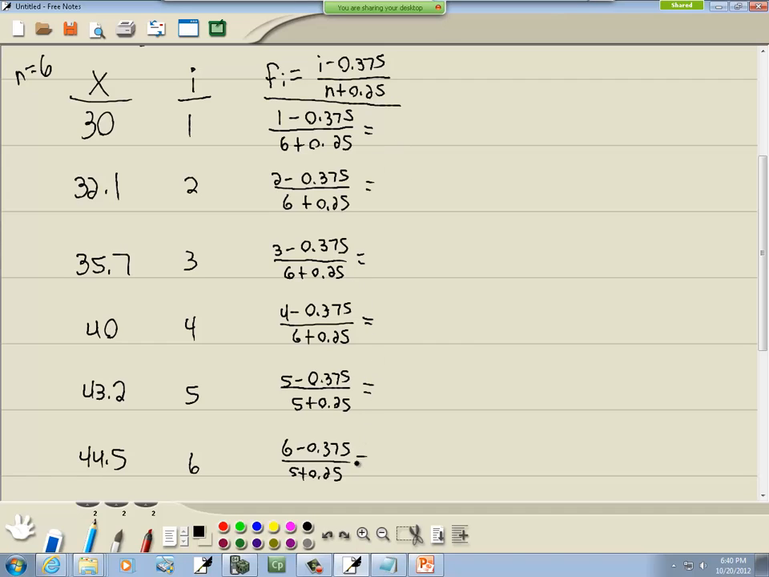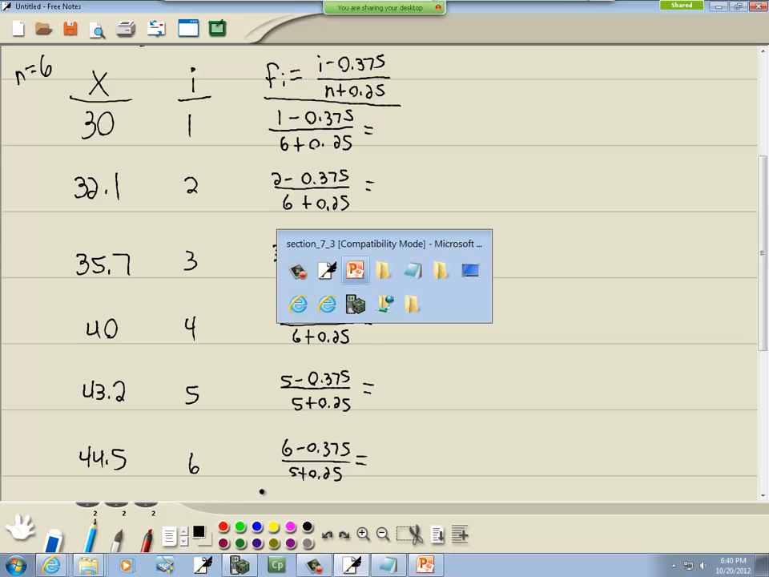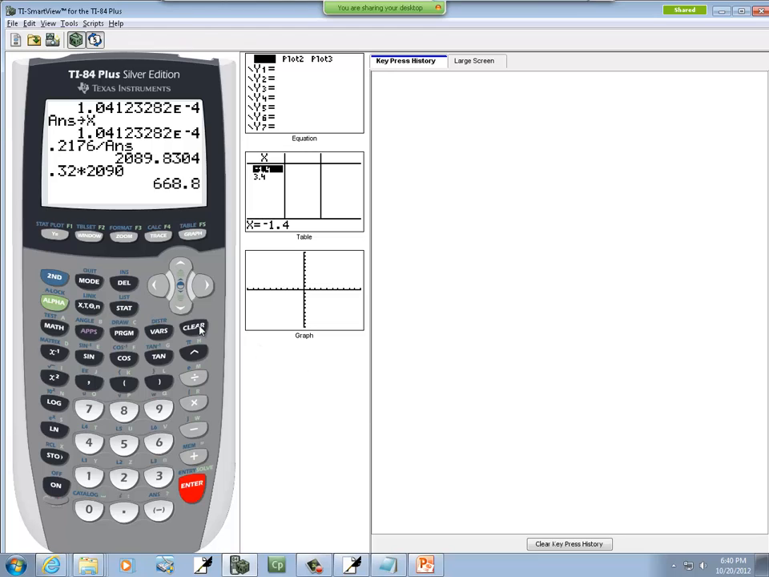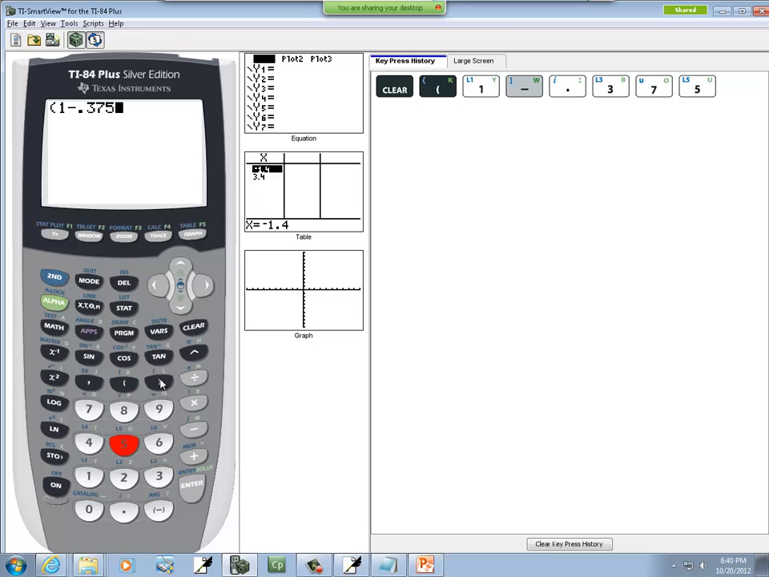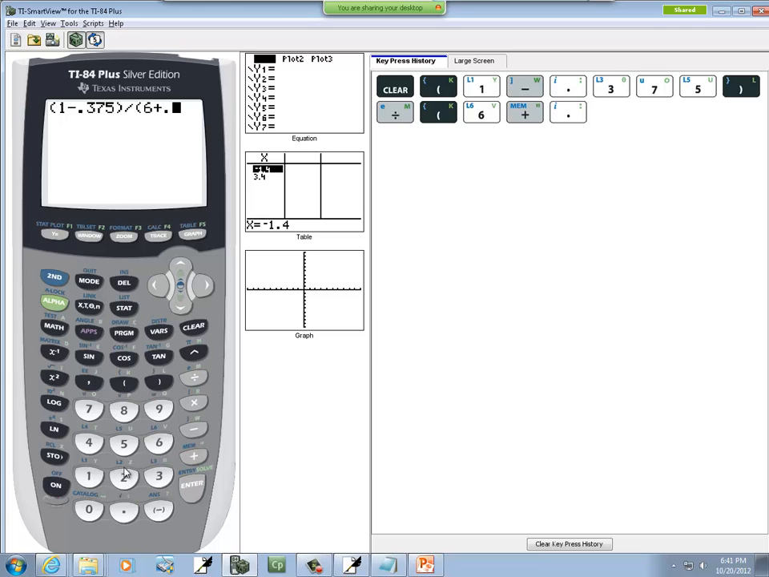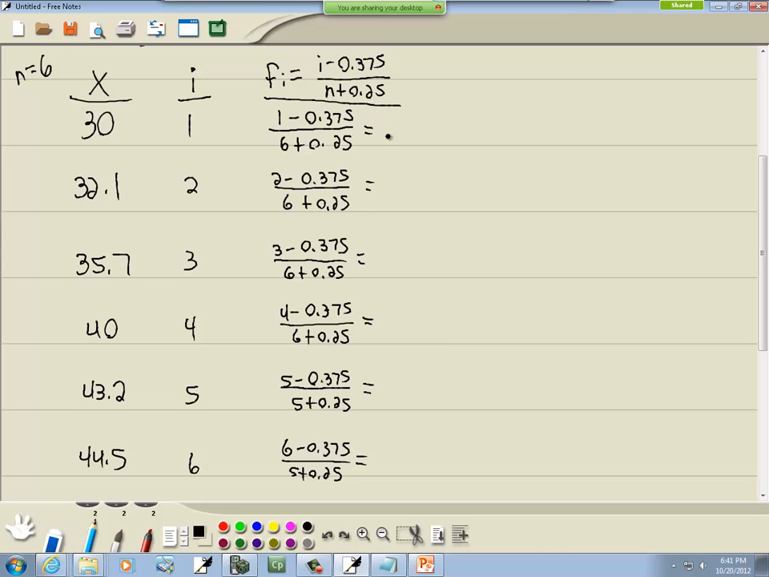Now the key to putting these in your calculator is to put parentheses around the top and parentheses around the bottom. So if I come here, I'll do a beginning parenthesis, 1 minus 0.375, close parenthesis, divided by beginning parenthesis, 6 plus 0.25, closing parenthesis, enter. 1 minus 0.375 over 6 plus 0.25, we got 0.1.